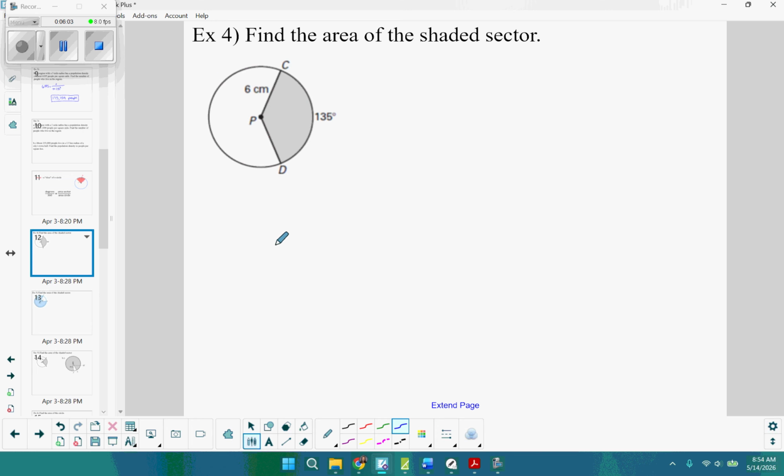So for example 4, we want to find the area of the shaded sector. So the shaded sector has a measure of 135 degrees. They could have either given us the angle here or the actual arc measure, which they did. So we're going to do 135 over 360 equals, we don't know the area of the shaded sector, so that's my variable, over the area of the circle. I'm given the radius is 6, so we'll use pi times 6 squared.